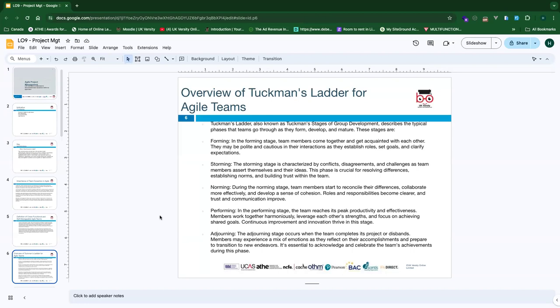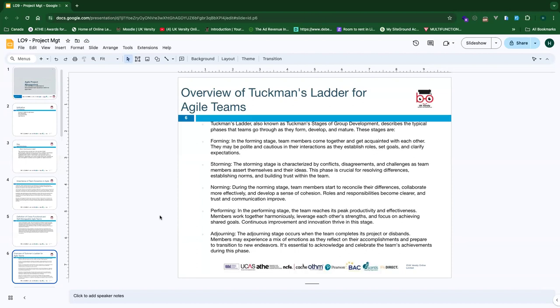The adjourning stage occurs when the team completes its project or disbands. Members may experience a mix of emotions as they reflect on their accomplishments and prepare to transition to new endeavors. It's essential to acknowledge and celebrate the team's achievements during this phase.